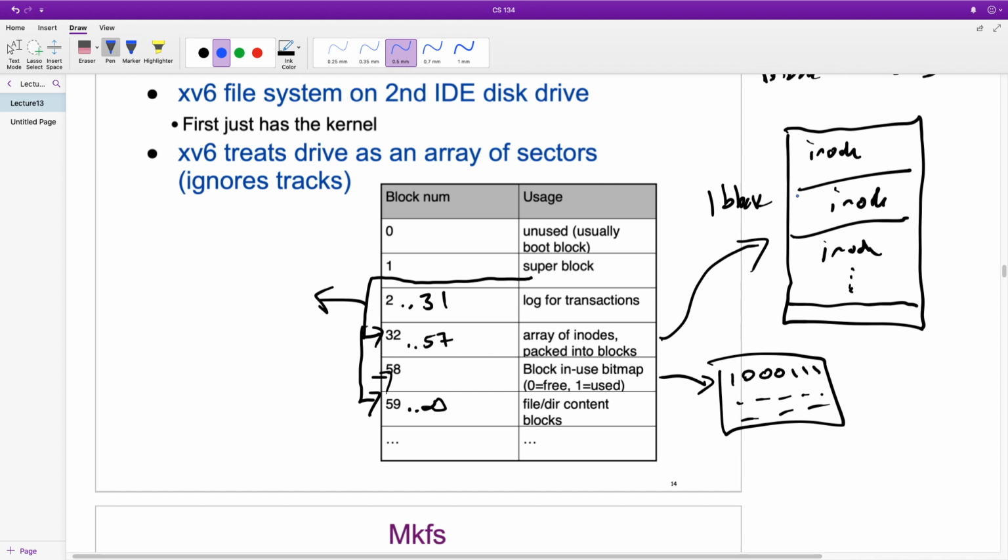And then here we have our inodes. So 32 to 57 packed into blocks, where each inode is, what was it, 64 bytes? Yeah, I think 64 bytes, right? So basically 12 direct block numbers, 1 singly indirect block number, and some flags information, ref counts and things like that. We have a single block in use bitmap, right, where each bit corresponds to one of these blocks, telling whether it's in use or not in use.